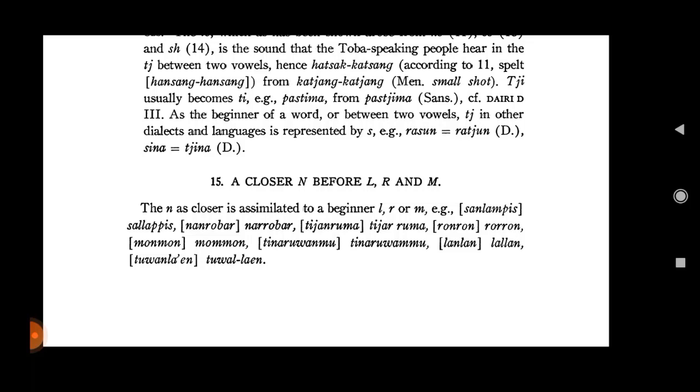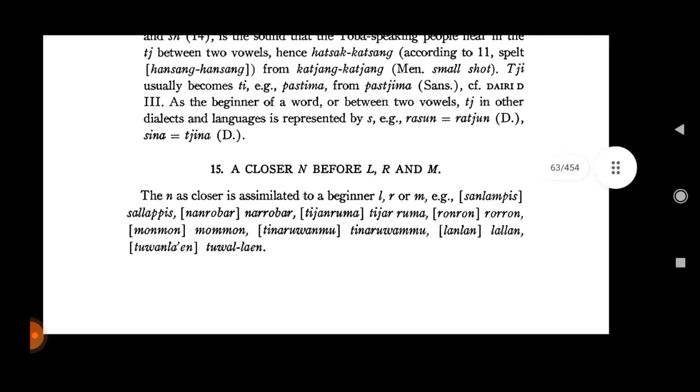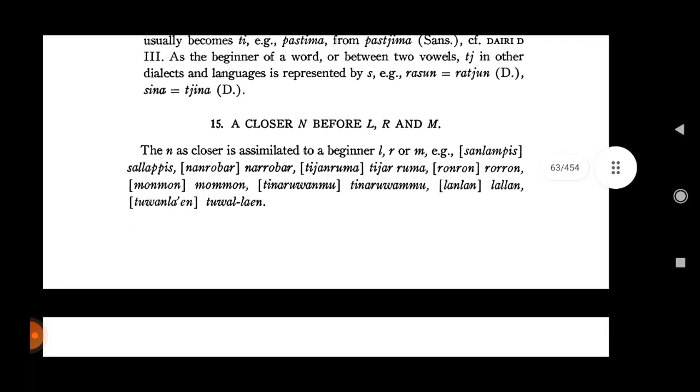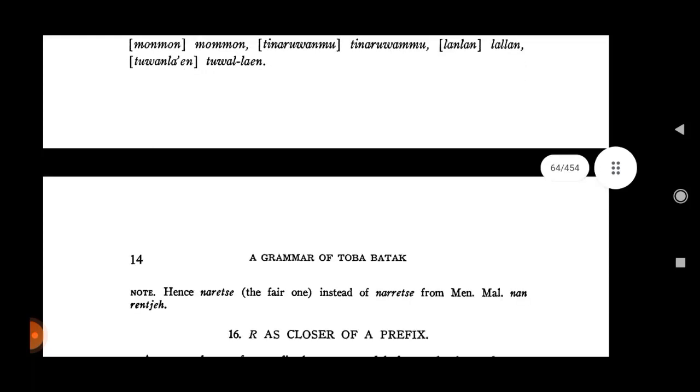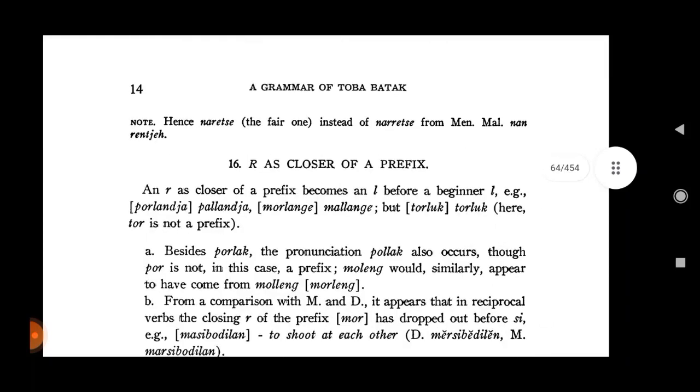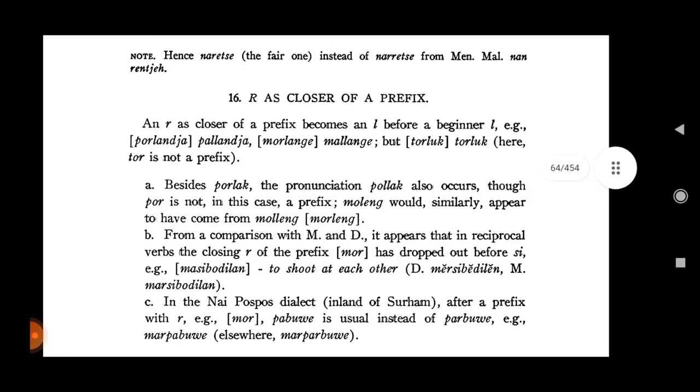A closer N becomes L, R, and M. The N as closer is assimilated to a beginner L, R or M, e.g. salapis, nan gobag, tian ruma, ron, mon, tinaruanmu, lan, tuan lain. Note, hence, naretse the fake one, instead of naretse from menmal nanrenche.